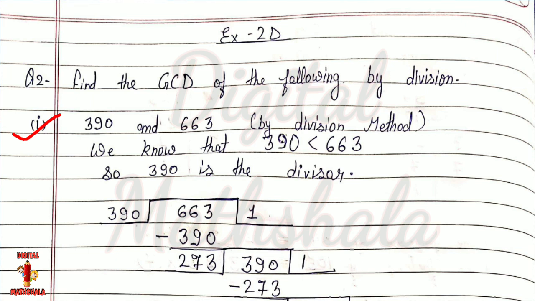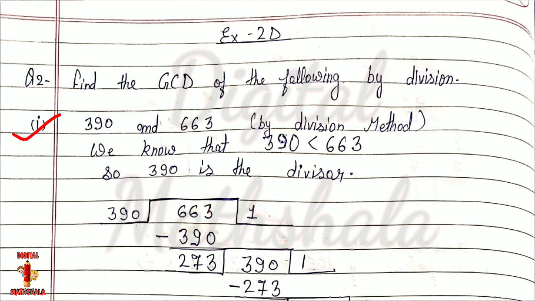So we will see that two numbers are there which we will select for the divisor. So we will see which one is the smaller, that is our divisor only, and which number is bigger, that is the dividend. So here you can see that 390 is smaller than 663. So 390 will be the divisor and 663 will be the dividend.